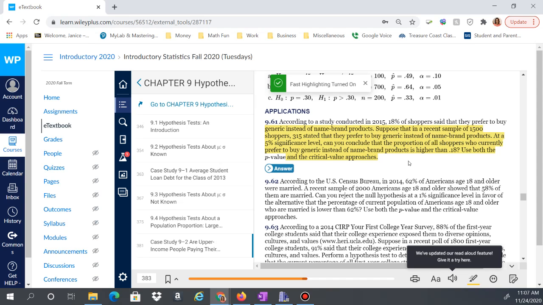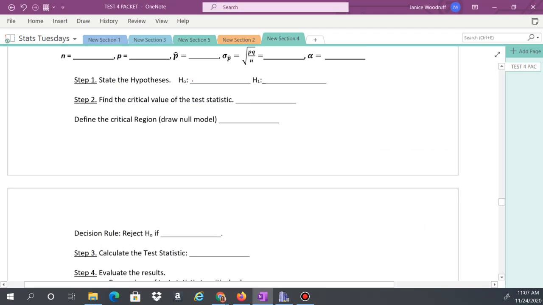So our mean is, let's see here, I'm looking at the problem. Okay, so the mean is 18% of shoppers prefer generic instead of name brand. Okay, and then our alternative is, can you conclude that the proportion is higher, which would be to the right of 18%. So I have a null hypothesis that my mean is equal to 0.18 and an alternative hypothesis that my mean is greater than 0.18.